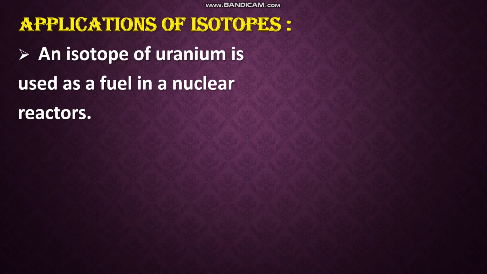So to know what a nuclear reactor is, I am just explaining. In a nuclear reactor, there will be a change in the nucleus. Electrons don't take part in this reaction. A heavier nucleus splits into two lighter nuclei. A lot of energy is released. That energy is used to produce electricity. So as a fuel in a nuclear reactor, that means the nucleus which undergoes the reaction, uranium is used as a nuclear fuel.